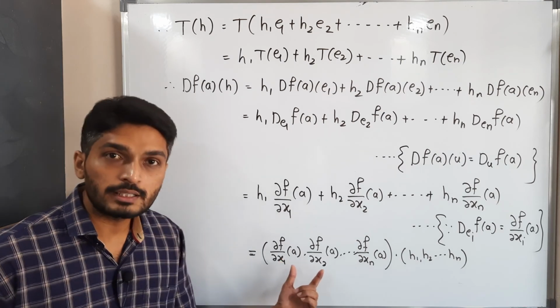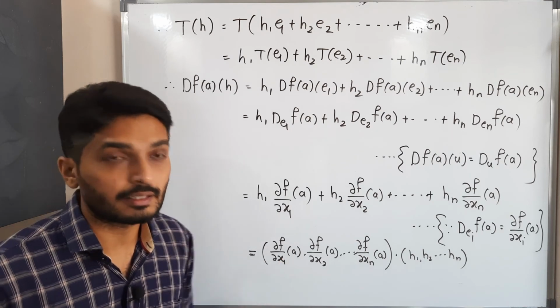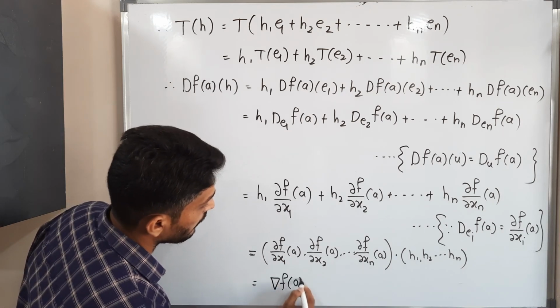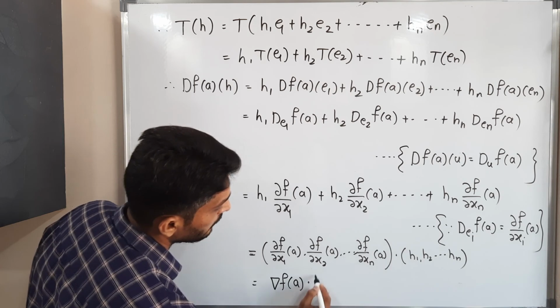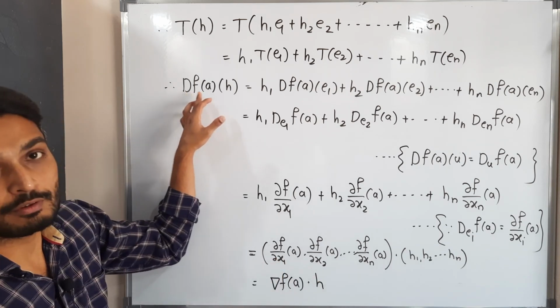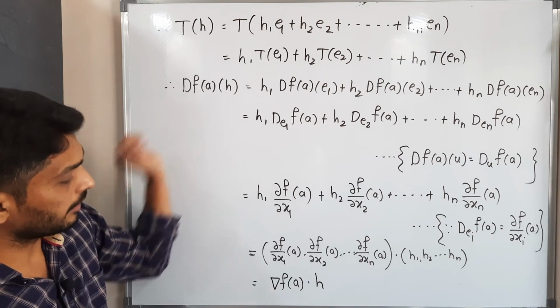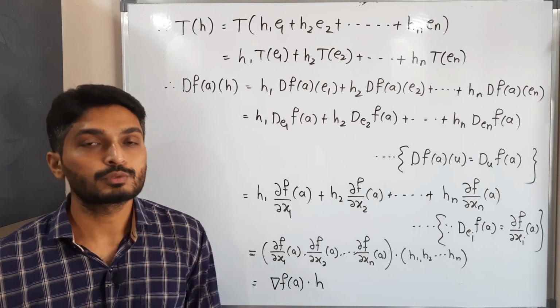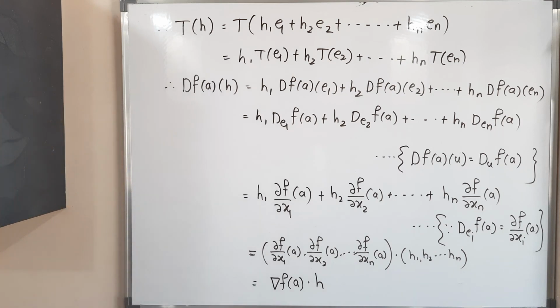So have you seen it anywhere? This is nothing but the gradient. This is nothing but del f of a dot, and this is nothing but our h. So in this way we proved that the total derivative of f at a is equal to the gradient of f at a dot h. So in this way we completed the proof of this theorem.